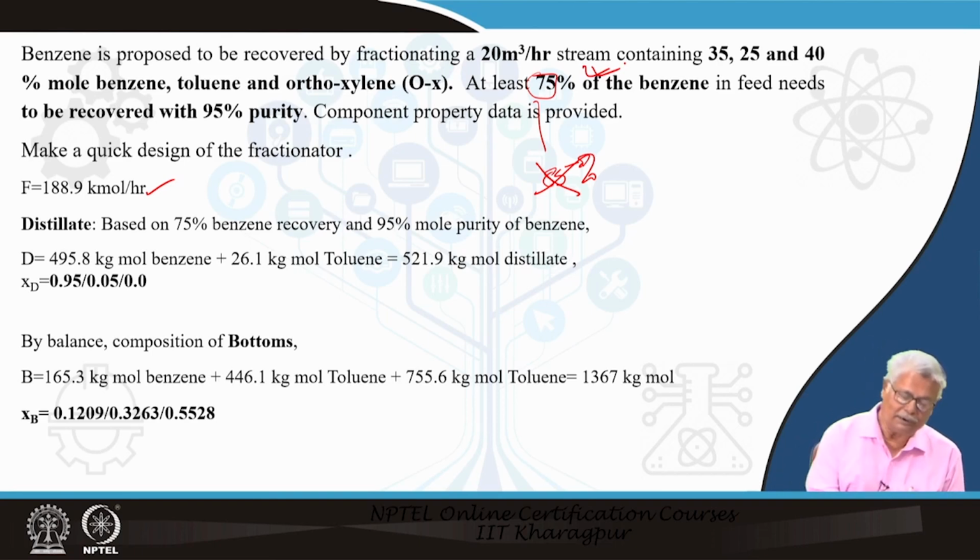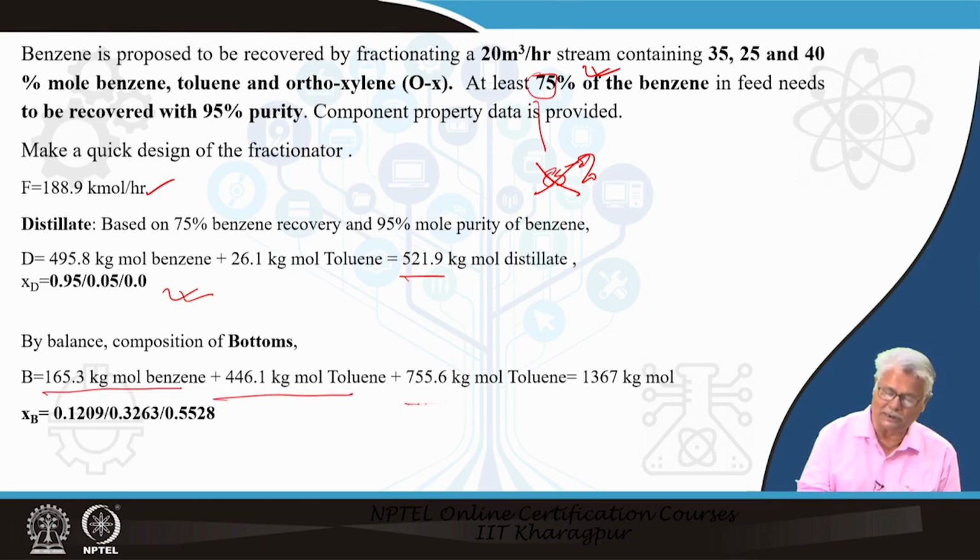Now, we know the distillate composition which is here, the quantity is also known, and this is 0.95, 0.05 and 0. And by balance, the composition at the bottom is also known, which is this much of benzene, this much of toluene and this much of this. The corresponding XP values are also given here.